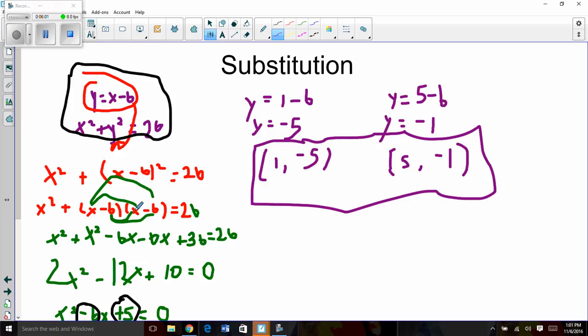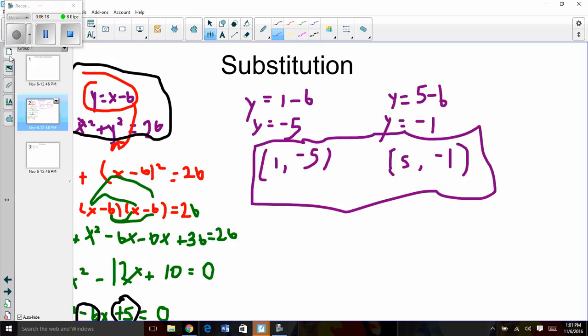So you have to go through and solve for one variable and then go plug it back in at the top for any equation you want. It can be the second one, x squared plus y squared equals 26, but that's going to be a lot more difficult to solve for than the top one. Right?